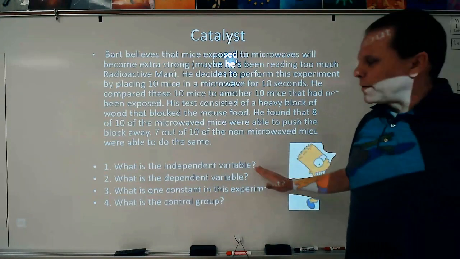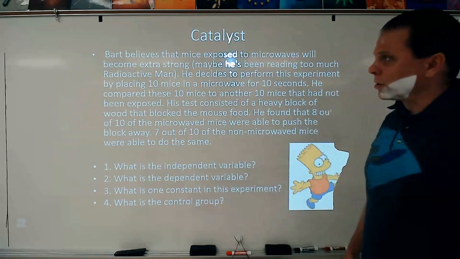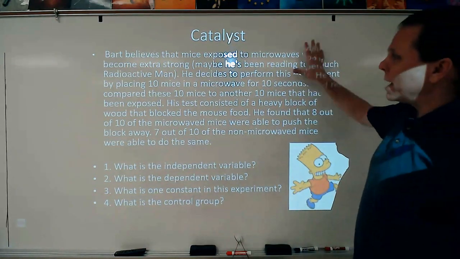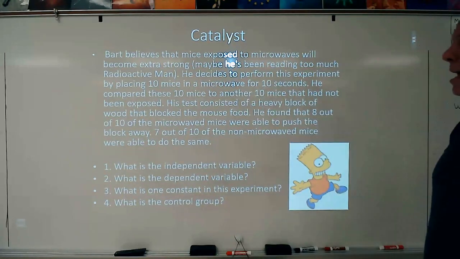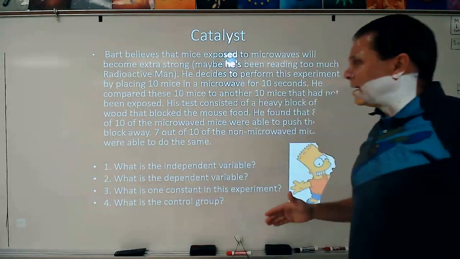We want to try to identify the independent variable, the dependent variable, constant, and the control group. So quickly, we have this experiment. Oh, Bart, you're such a bad kid. And he decides to perform the experiment on 10 mice in a microwave for 10 seconds. Please don't try this at home. Mice do not deserve this.